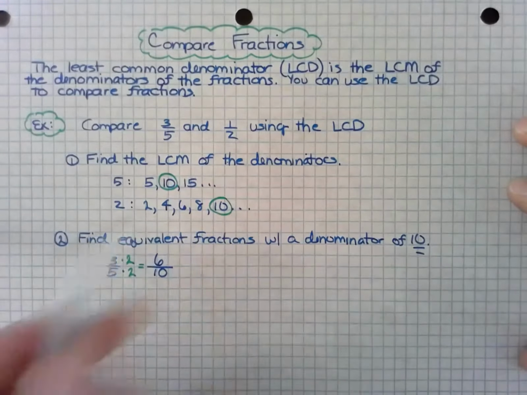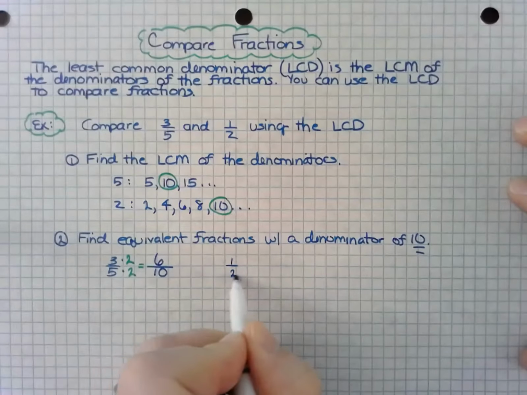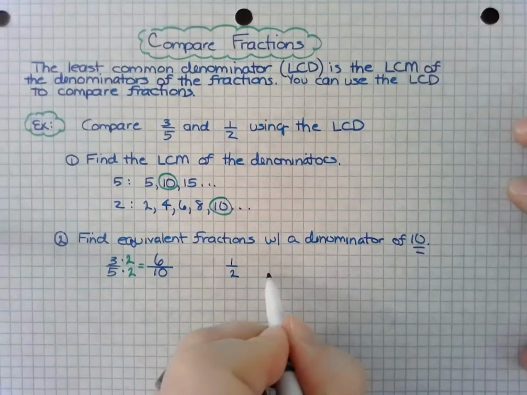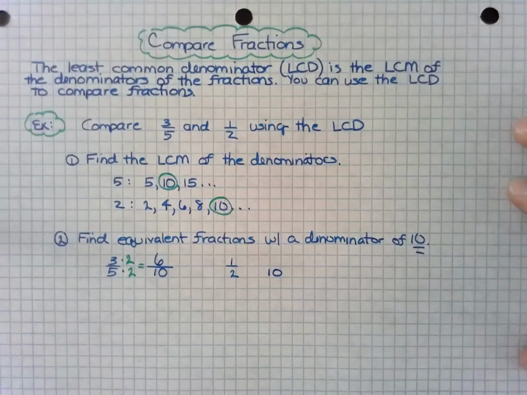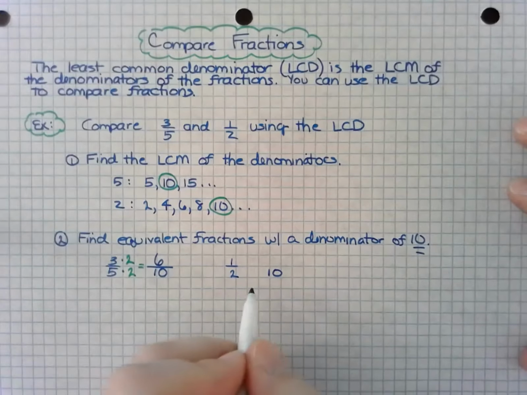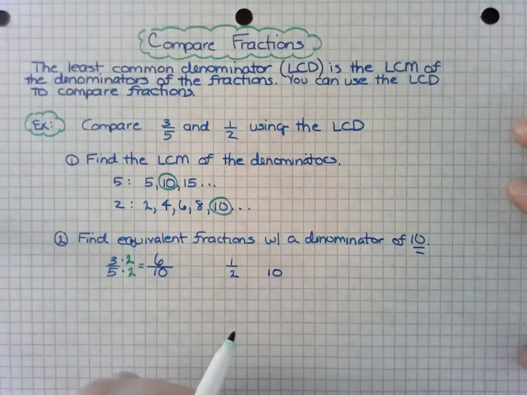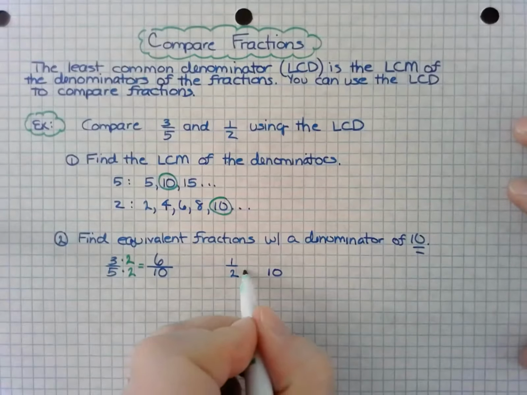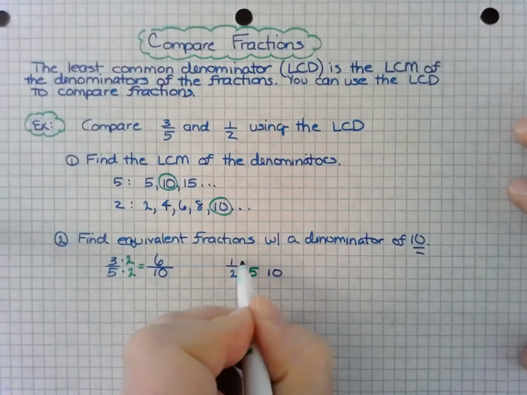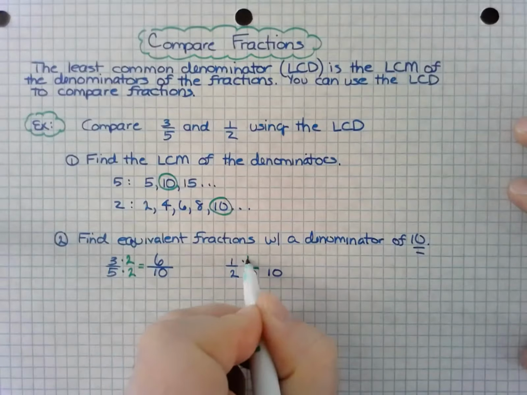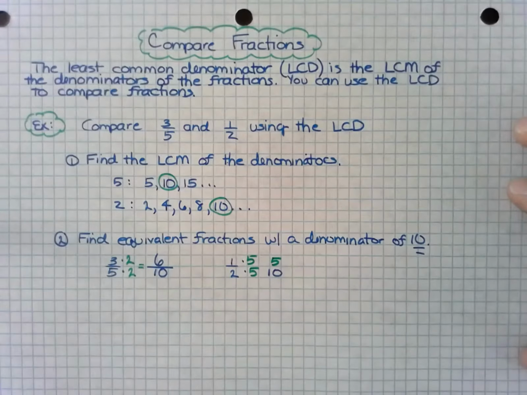Then I need to take 1/2, and I need to find its factor that will multiply and give me 10. So 2 times 5 will give me 10, which means I have to do that to the numerator. 1 times 5 is 5.